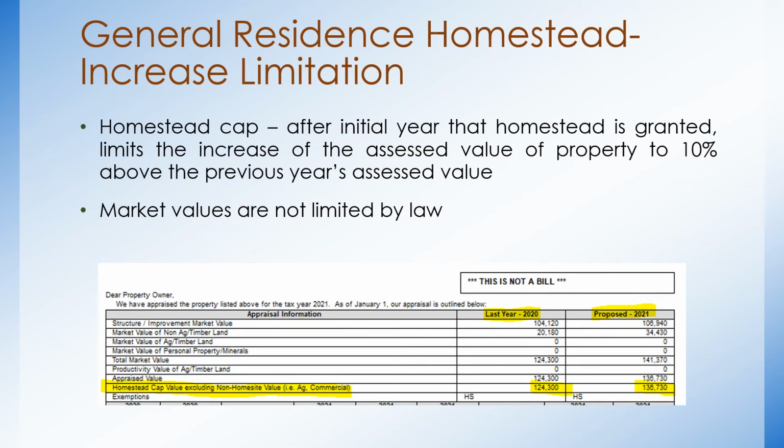Another benefit to the homestead exemption is the limitation it provides. Increases in market value are common and are not limited by law. Once established, however, the homestead cap will limit the increase of your assessed value to 10% above the previous year's assessed value, not including added improvements like additions or a pool. For example, if your home's value were to increase from $100,000 this year to $125,000 next year, you would not be assessed taxes on more than a value of $110,000.